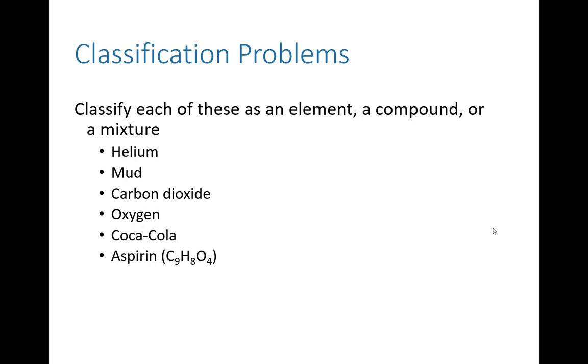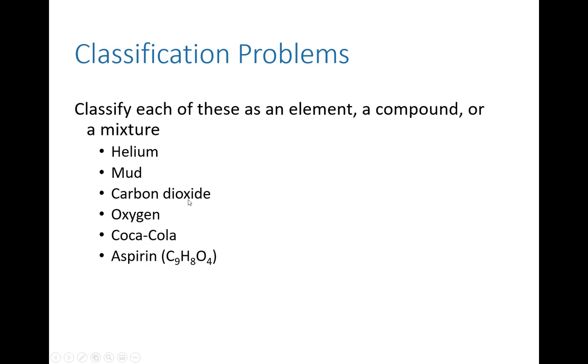Okay, I'm assuming that you have just unpaused the video, and I want you to classify each of these. So helium, recall I mentioned, was an element. Mud, I gave an example, had water in it and it had other things. Water is a compound, and those other things were also compounds. So mud is a form of mixture.